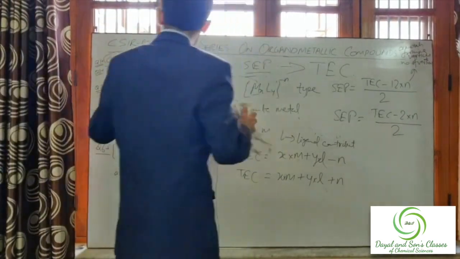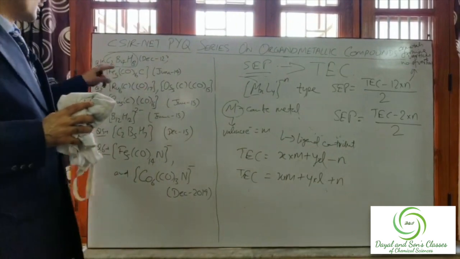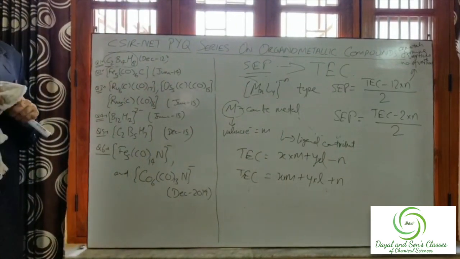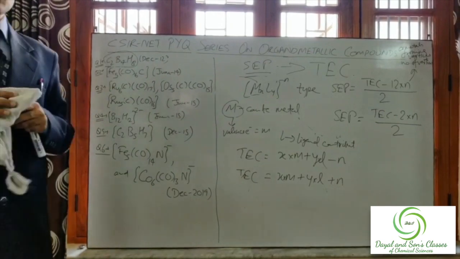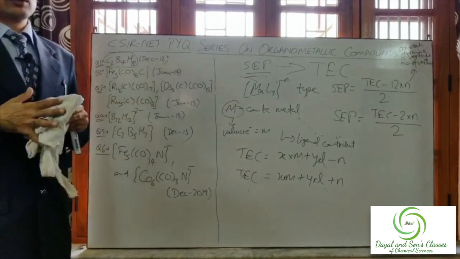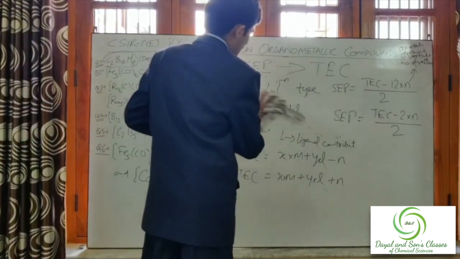Now let us calculate for the first one, that is C2B4H8. What do we call this type of compound? This type of compound is called carboranes. This question was asked in December 2012. Let's see how to solve this question.